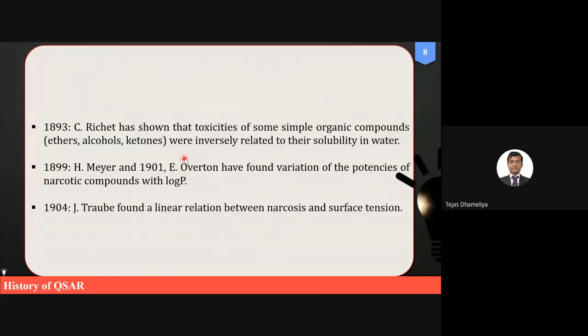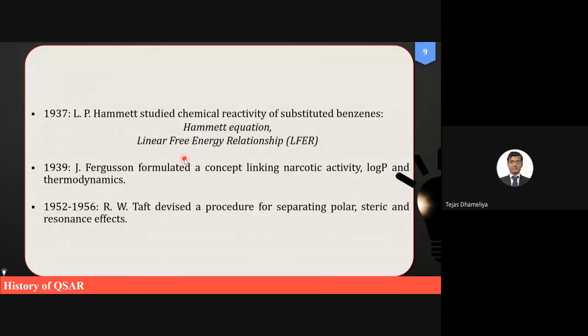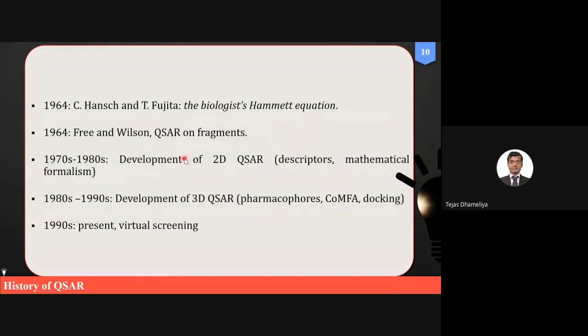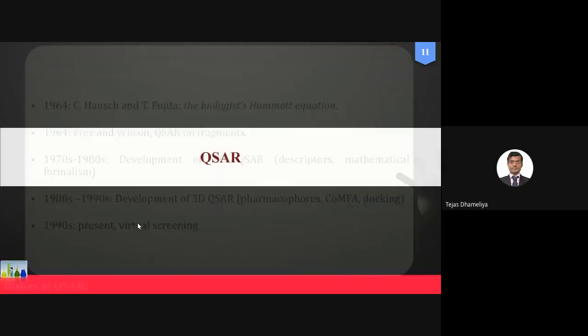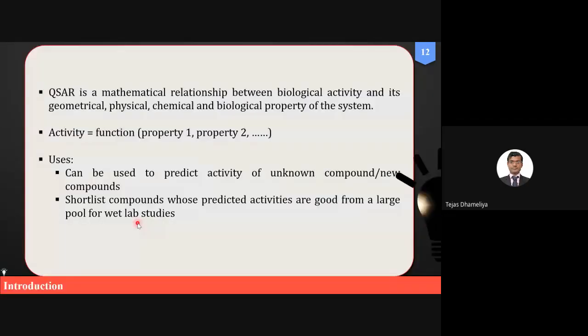And these are all the other historical developments which occurred with the passage of time and the development of other tools. So as of now, the more present tools are 2D QSAR, 3D QSAR, virtual screening and molecular docking, and so on. Among these, we started our discussion with what is called QSAR. It is a relationship between the biological activity of the compound and its geometrical or physicochemical properties.